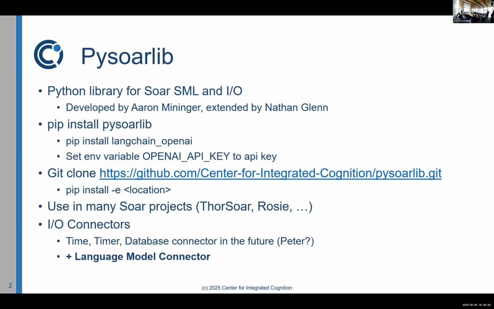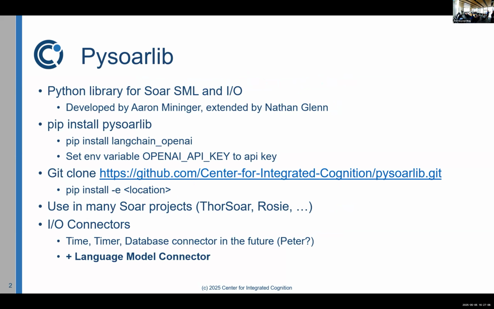If you're not familiar, Pysoarlib is a Python library for Soar SML and IO that was developed by Aaron and extended recently by Nathan. It's pretty easy to install now. You can just pip install it. If you want the language model connector, you also will need to install LangChain OpenAI. Right now, it's really focused on the OpenAI models, though in the future, hopefully we'll extend to other ones. And you, of course, need to get your own API key.